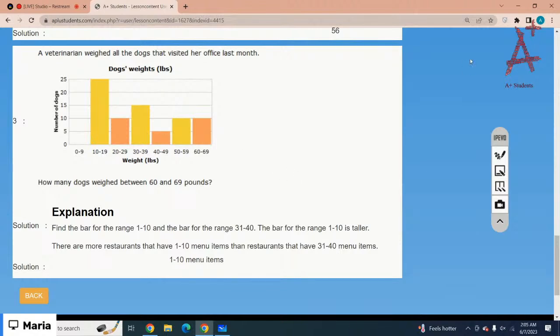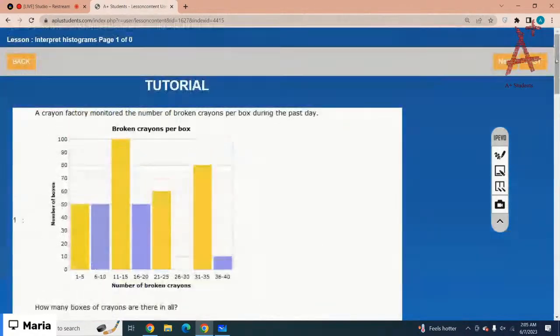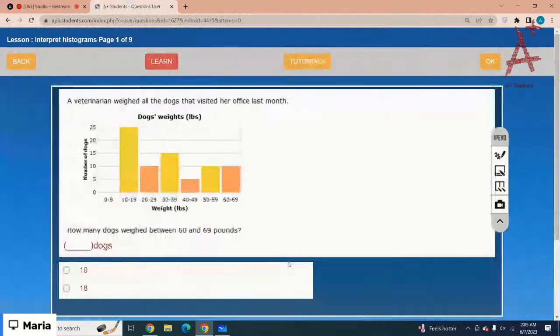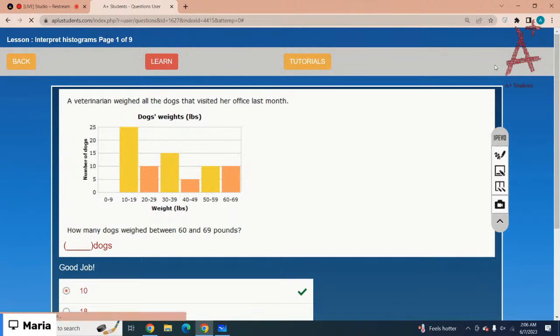Let's start with the practice questions. That's the one we just did. A veterinarian weighed all the dogs that visited her office last month. How many dogs weighed between 60 to 69 pounds? Which is the correct option? Here you have 60 to 69. Got it? When you match it to the y-axis, it would be 10. That means the 10 dogs that visited last month weighed 60 to 69 pounds. Got it?